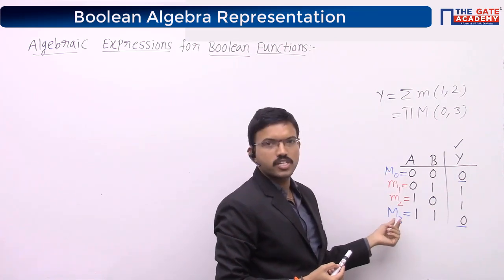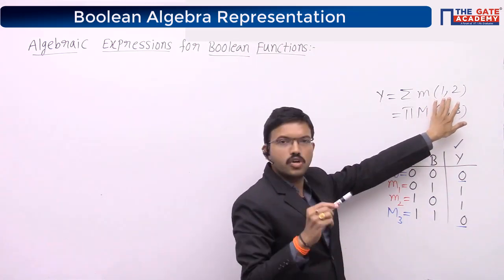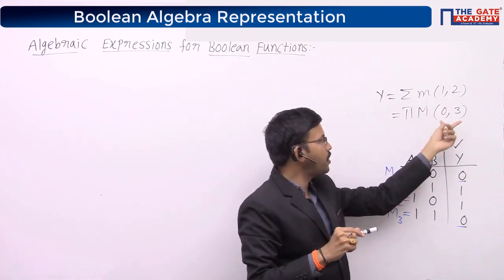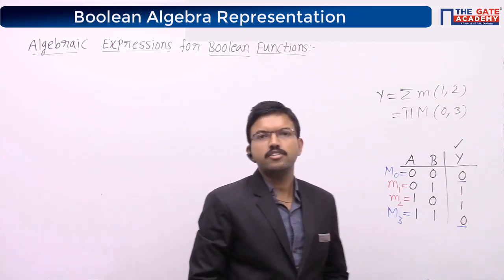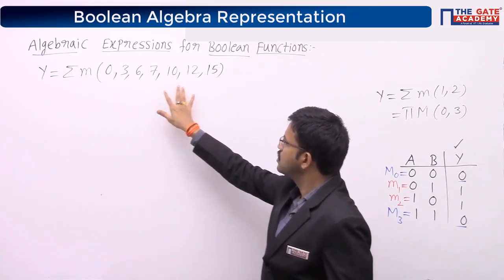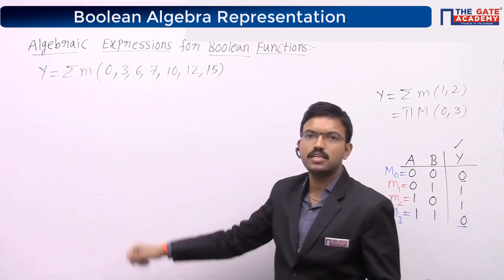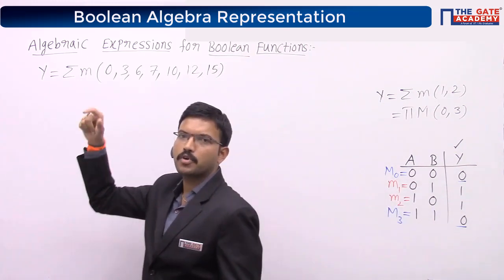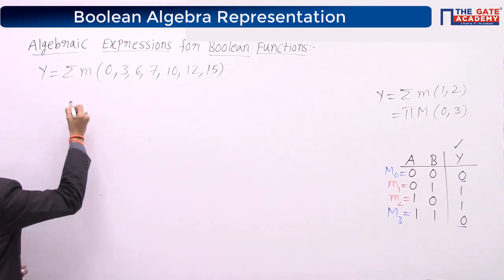Among those 4 combinations, 2 are the min terms, 0 to 3. Other than these 2 combinations, the remaining will be the max terms. Write down the question: the logic expression y equal to sigma m, he has given the min terms like this. You have to represent this particular function in product of max terms, that means pi capital M.